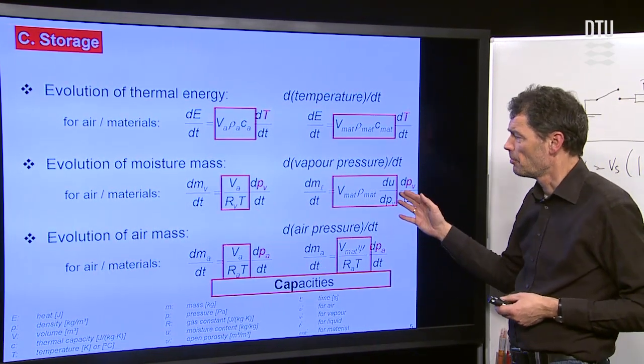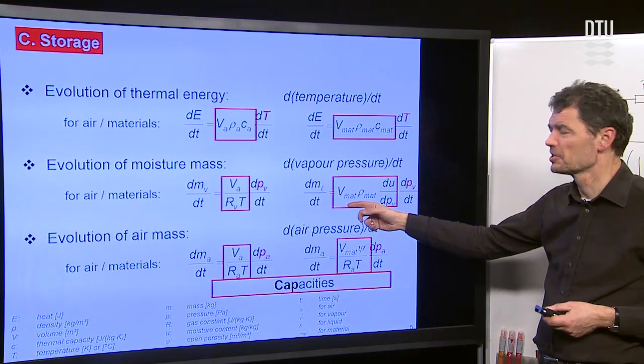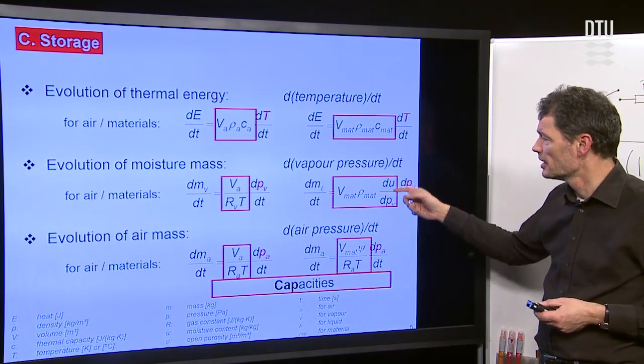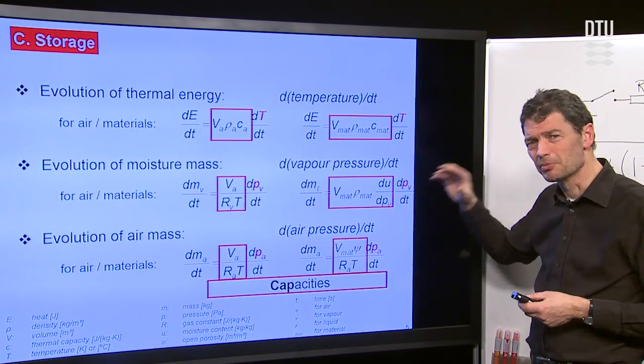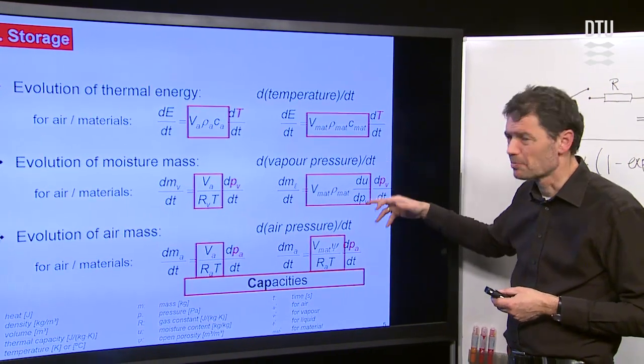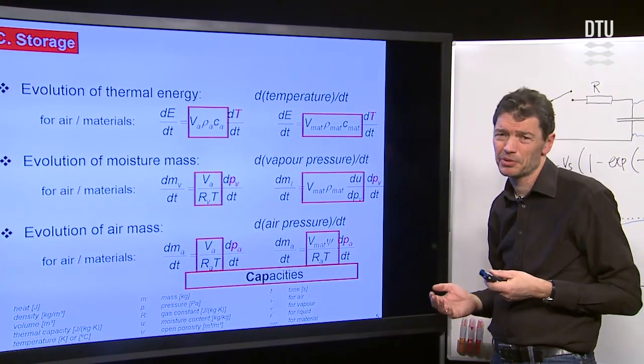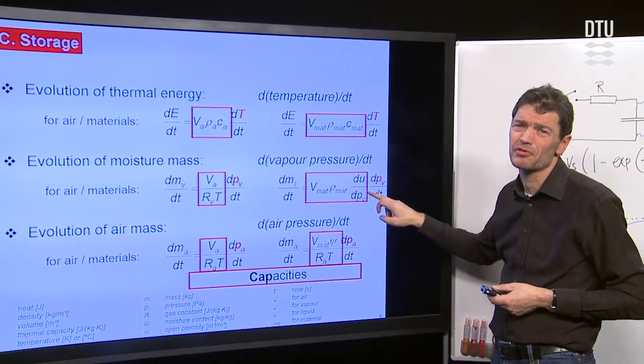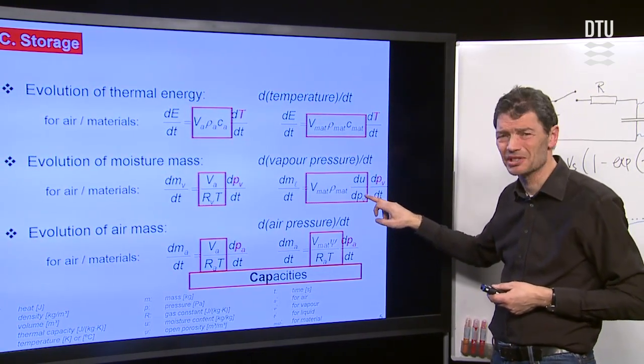If it's for material, then we should have the volume of the material and the density of the material, and then the ratio between moisture content and vapor pressure in equilibrium with moisture. So that's something that comes out of absorption curves for building materials.